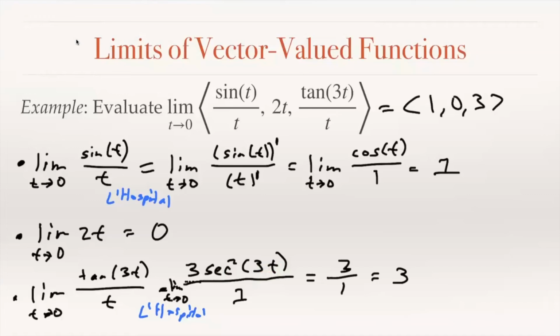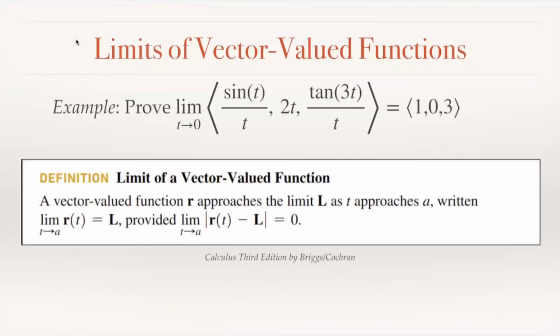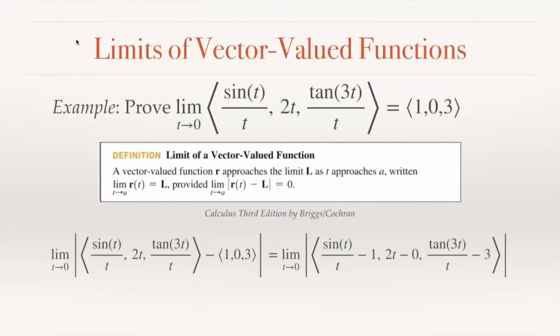Now, for the sake of illustration of this rigorous definition and why this would always work, let's plug into this and make sure it is equal to 0. Okay, so we're interested in showing that the difference between our vector function and our supposed limit as t approaches 0 is indeed 0. So we take the difference between our vector function and our limit, that is this, subtracting component-wise, and we're interested in the magnitude.